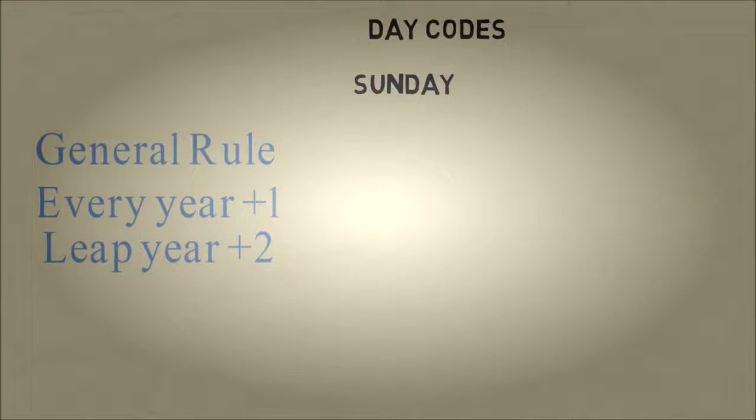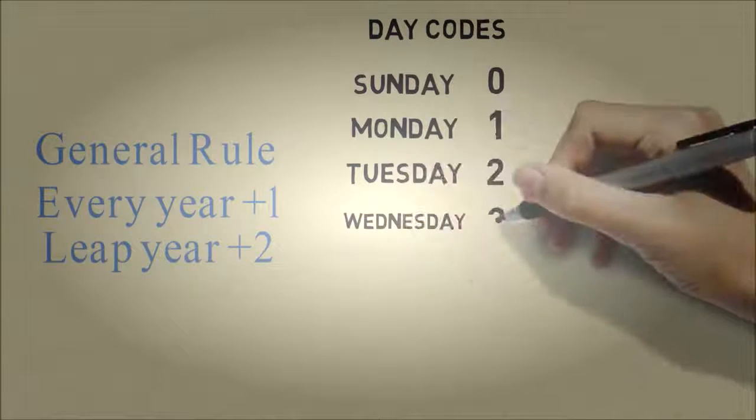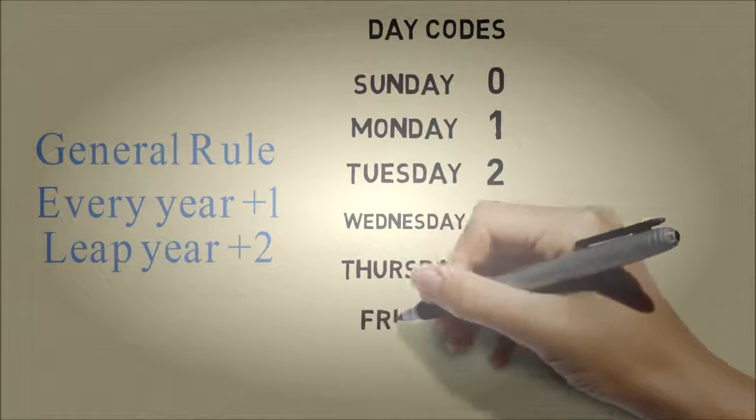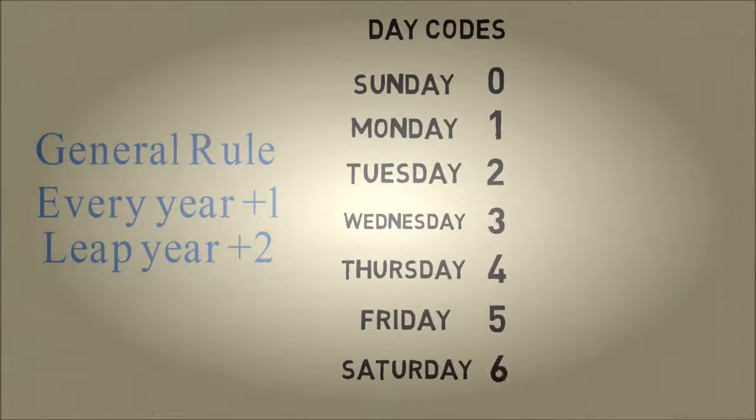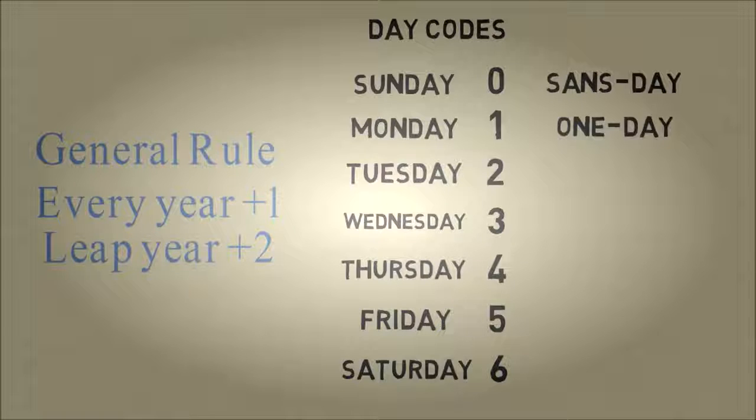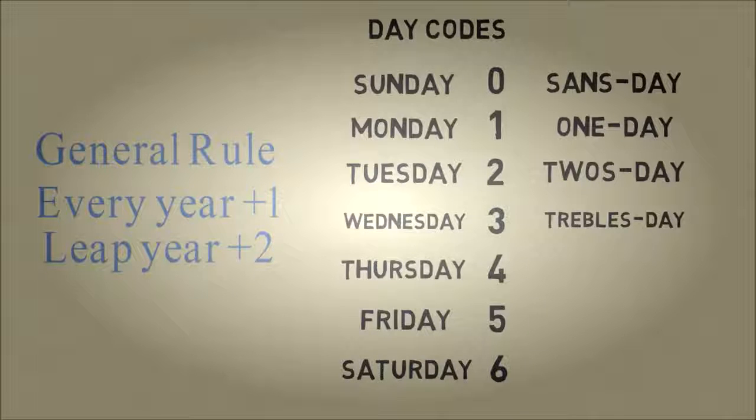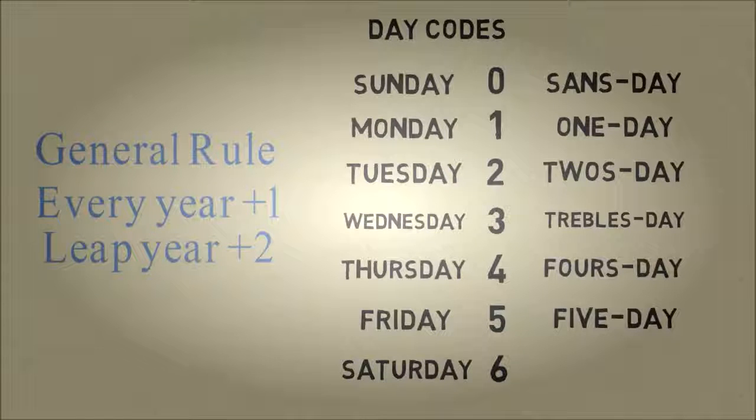So we want to come up with a mathematical formula to calculate the day the new year starts. A preliminary is we're going to make numerical codes for each of the days, Sunday being a 0 and Saturday being a 6. There are some mnemonics you can use to remember this, like Sunday is Sans Day, Monday is One Day, Tuesday is Two's Day, Wednesday is Trebles Day, Thursday is Fours Day, Friday is 5 Day, and Saturday is 6 a day.